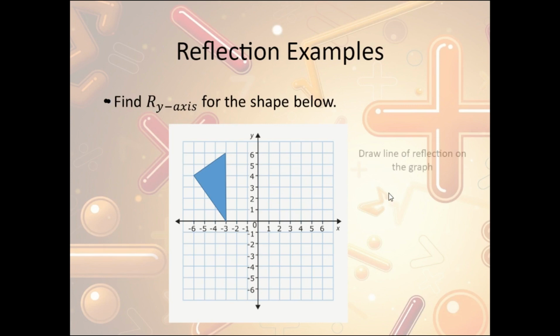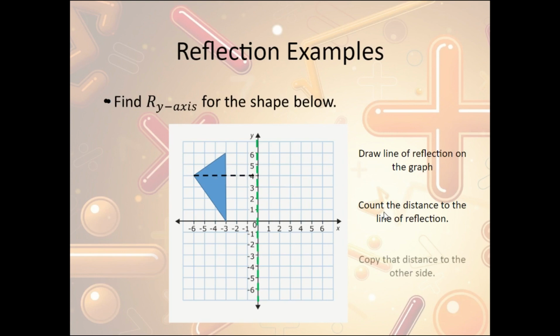So first of all, the first thing we always do is draw in the line of reflection. So where are we reflecting? Well, the y-axis is right here. So I draw in a little dotted line. This is what we're reflecting over. Then we're going to count the distance to the line of reflection. So we're going to take each point, for instance, this point here. And we count how far away it is from the line of reflection. So it's 1, 2, 3, 4, 5, 6 away. And we're going to copy that distance to the other side. So over here, we go 1, 2, 3, 4, 5, 6 away and plot our point.